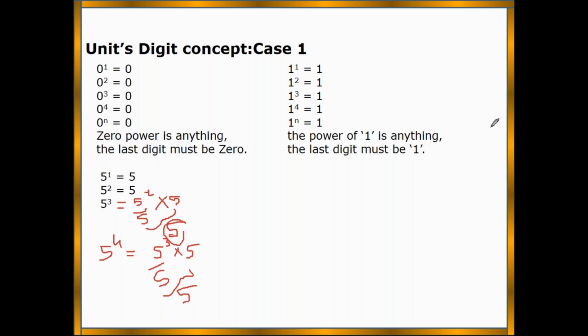So 5 power 1 ends with 5. 5 power 2 ends with 5. 5 power 3 ends with 5. 5 power 4 also ends with 5. It means that whatever the power of 5 is, the last digit should be 5.